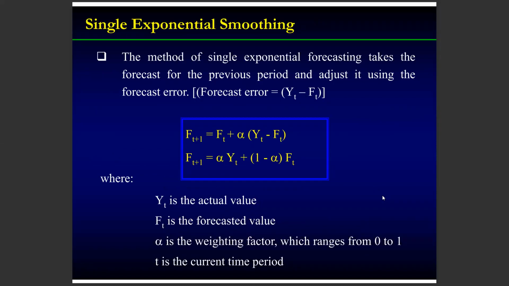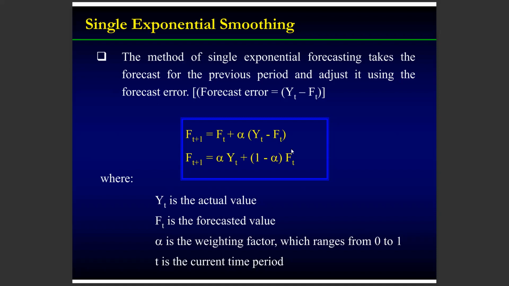The method of single exponential forecasting takes the forecast for the previous period and adjusts it using the forecast error. So we use the forecast error here, and we need to decide some values for alpha. We can use values from 0 to 0.9 for that alpha. Then we can select the best alpha value using our error measures. Most probably we use the mean absolute percentage error, in short MAPE. The model with the minimum MAPE we use as the best model.